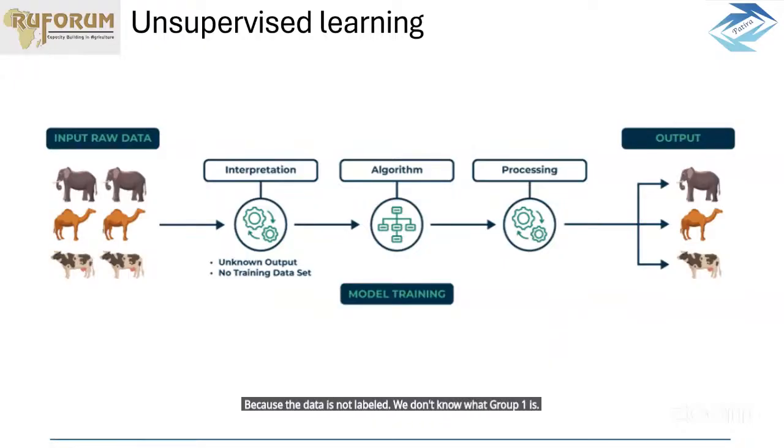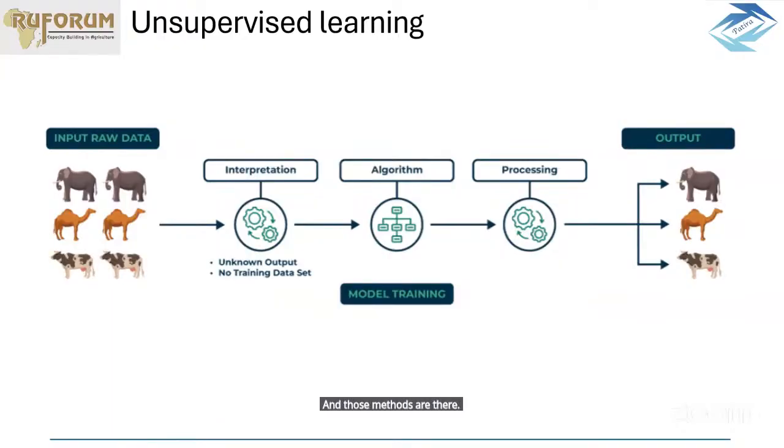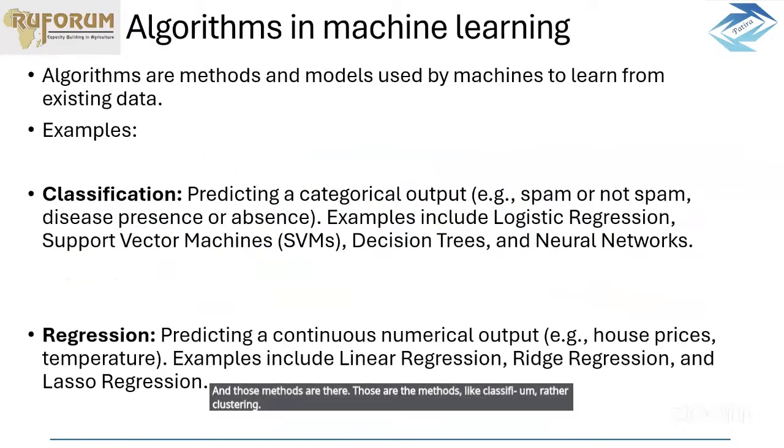We don't know what the output is, but we know that they are distinct from each other. And those methods are there. Those are the methods like clustering, which we are going to see.